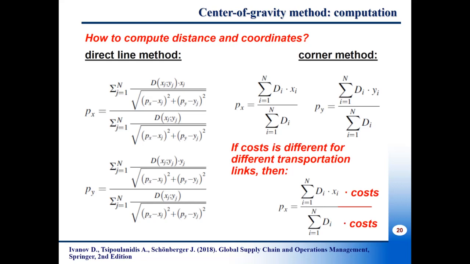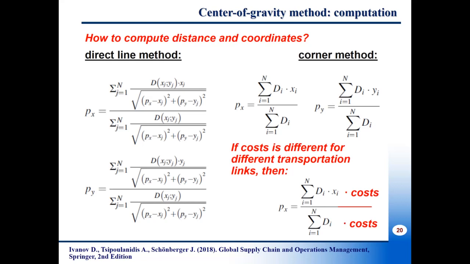For the denominator, we just divide the demand at each market by the Euclidean distance between that particular market J and the potential central warehouse location P. The corner method is simpler. For finding the abscissa of the central warehouse, the sum of multiplication between the demand of each market location and its abscissa is divided by the sum of demand from all market locations.